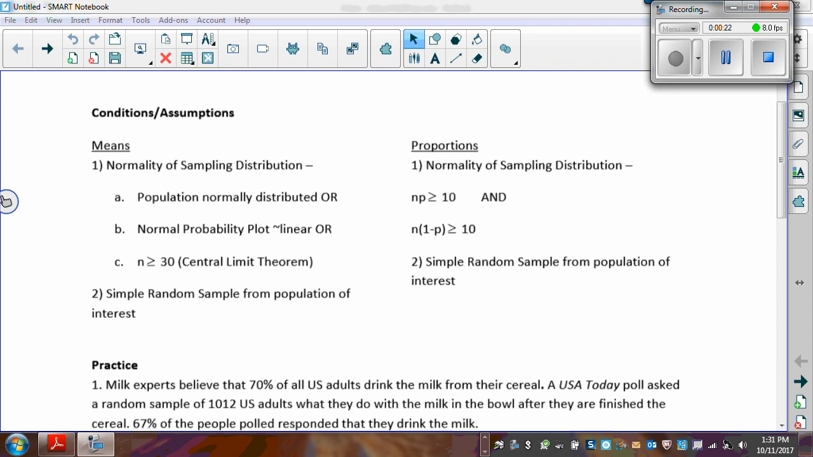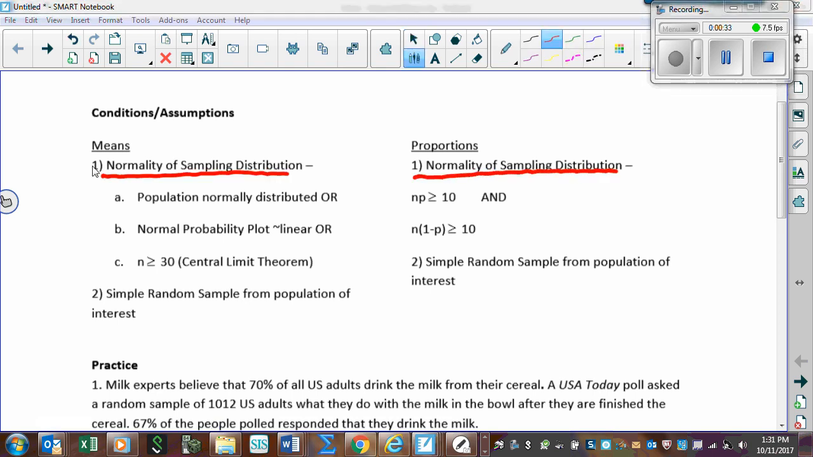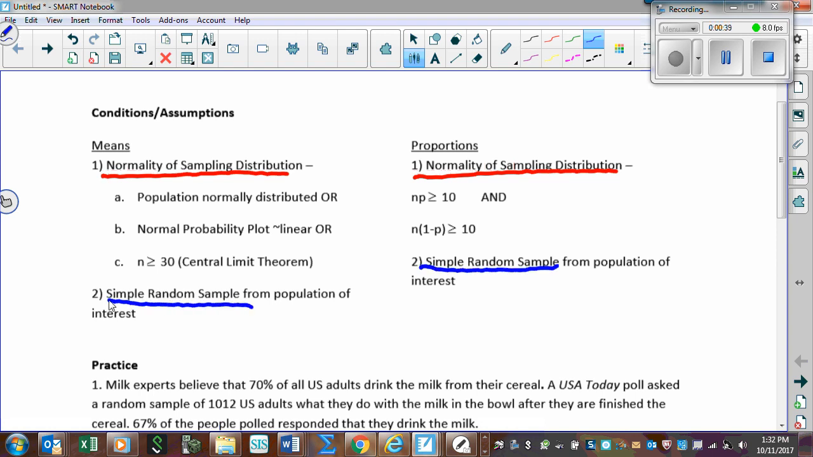Or I should say how we check them, because for both means and proportions, we will be checking for the normality of the sampling distribution. And we'll also be checking for random selection or random assignment of treatment. Right? So if we're doing a random sample, it has to be from the population of interest, who or what we're interested in studying.